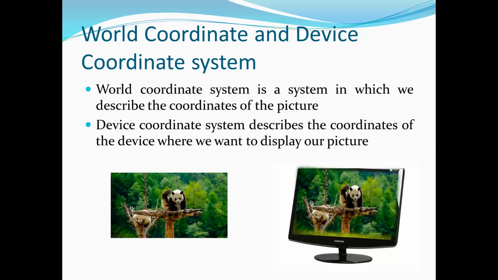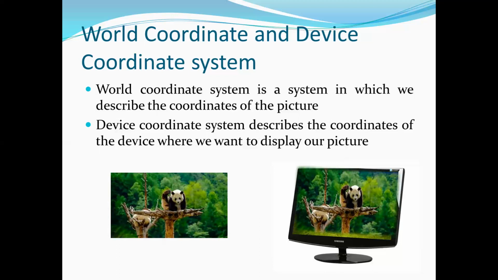Now, while we can see any scene through our eyes, all the objects present in that scene have their own position. While we want to map that picture, that means project that picture to a display device, it may be a TV screen, a camera, or some other display device, then the coordinate system where the picture will be mapped is called the device coordinate system.